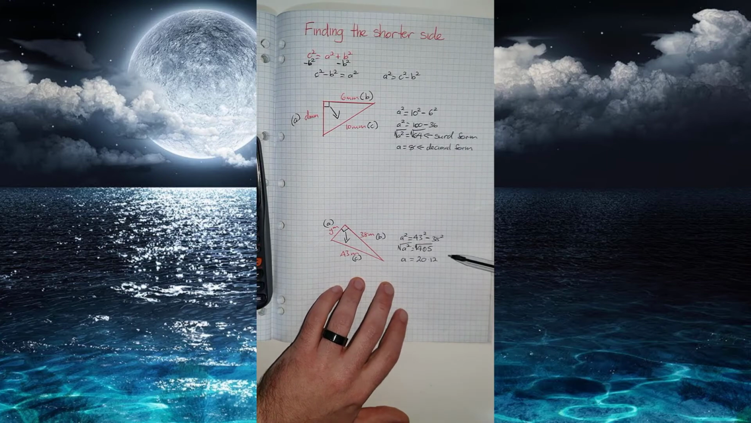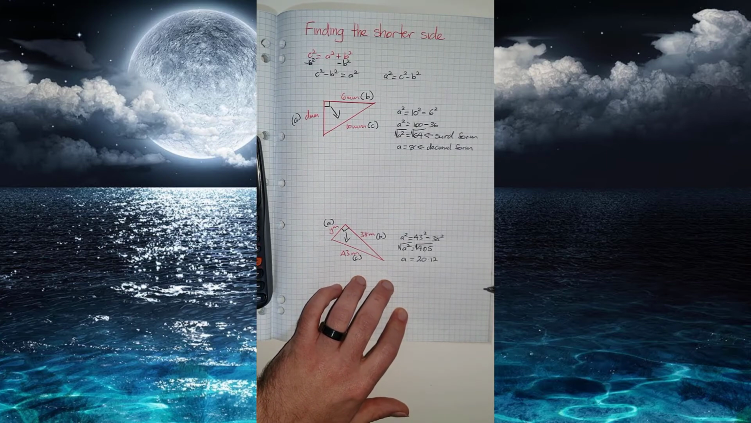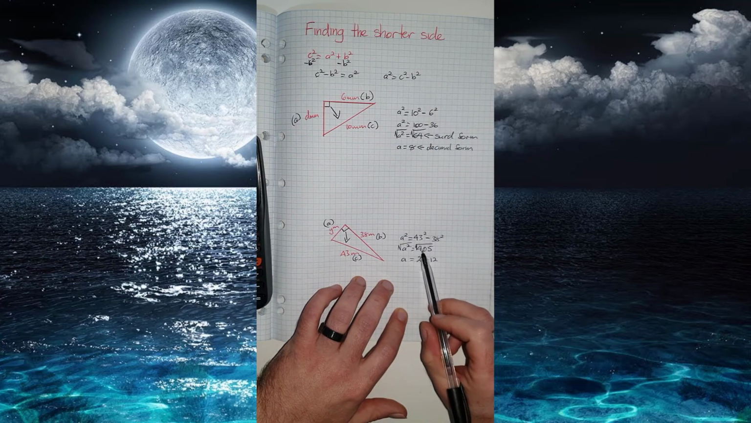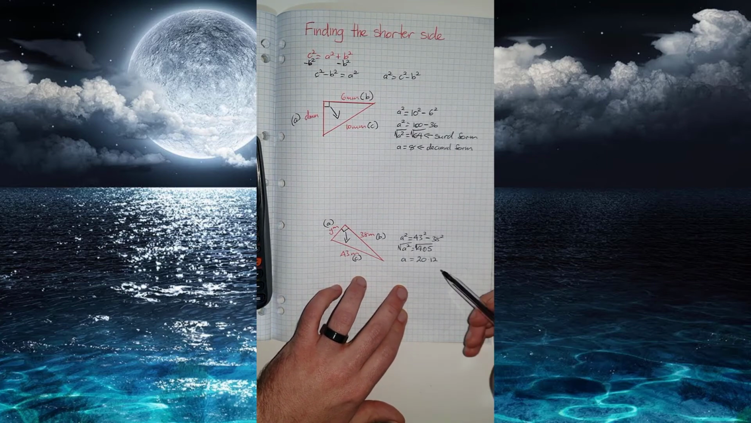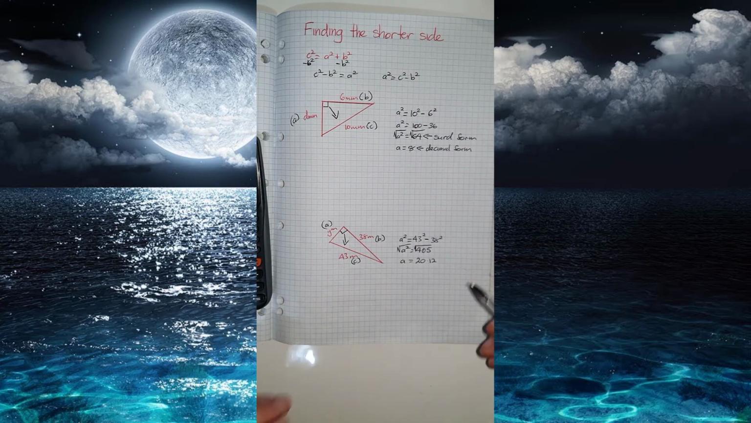20.12. Remember, if the question is saying surd form, you leave it as this, square root 405. If the question is asking to round it to 2 decimal places or give it in decimal form, you break that down and you would provide 20.12. You've got to read what the question is asking.